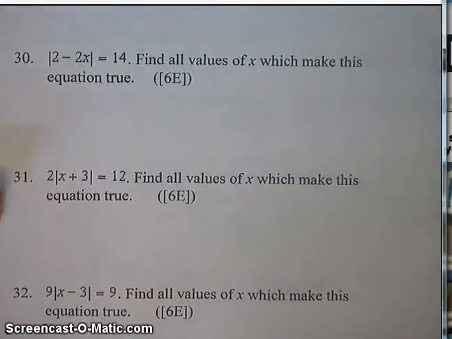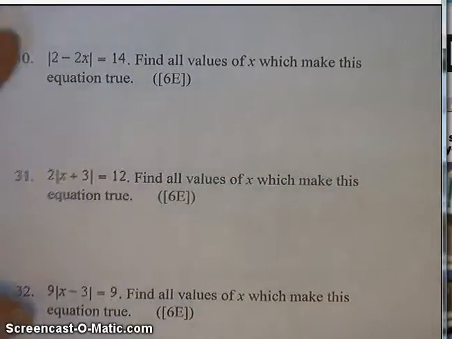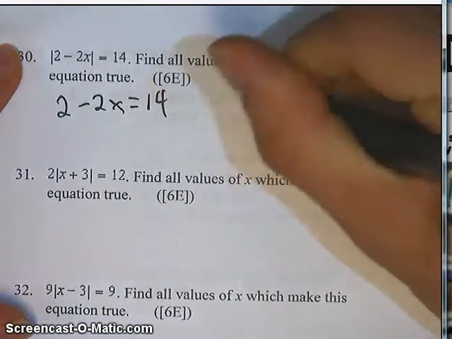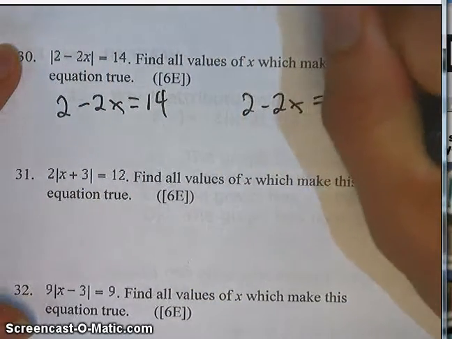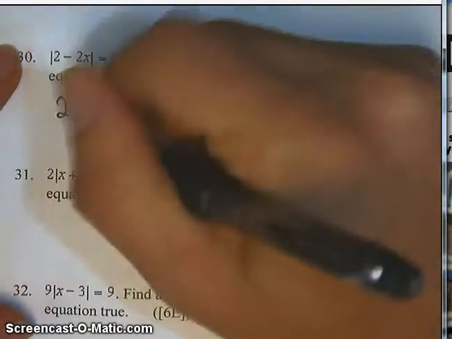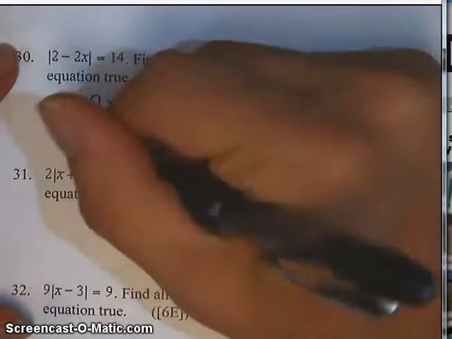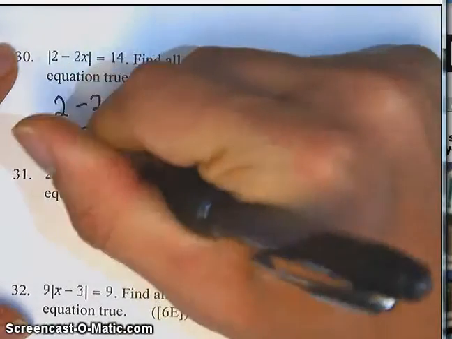Number 30. Find all the values of x which make it true. Nothing on the outside of the bars again. So 2 minus 2x equals 14, and 2 minus 2x equals negative 14. Subtract 2 to get negative 2x equals 12. Divide by negative 2 to get x equals negative 6.